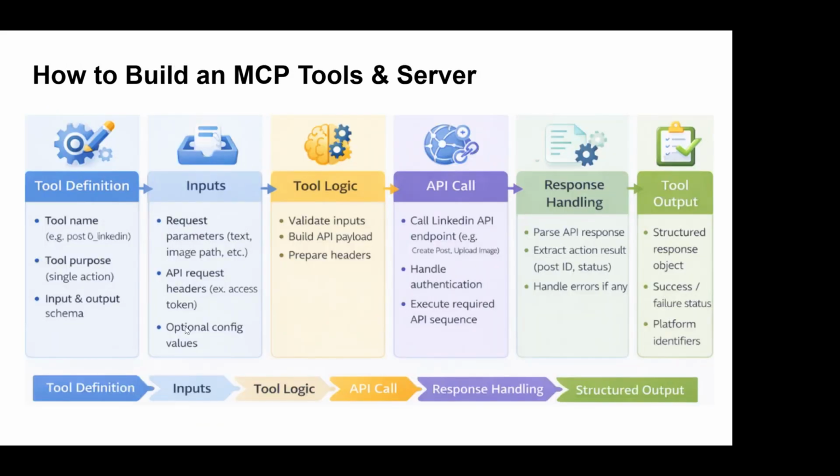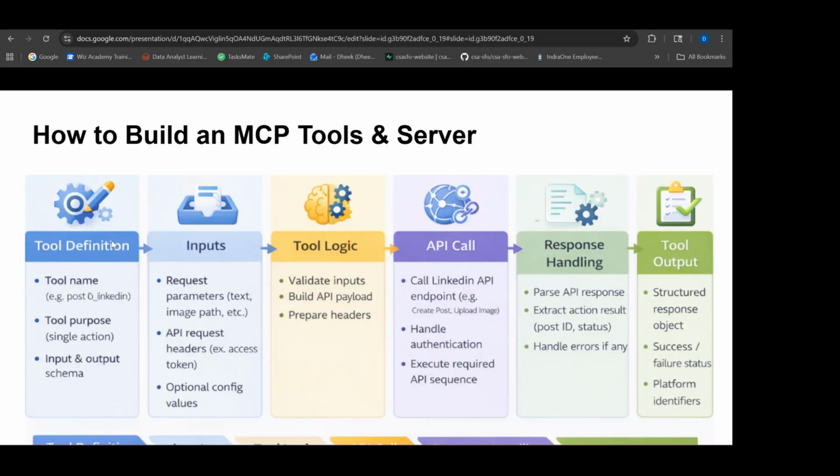There are a few simple steps to build this MCP tool. I'll show you the code parallelly so that you will understand it better. The first step is tool definition. When writing a tool, we first need to identify one action. For example, here posting to LinkedIn is an action. So we need to define a tool name. That post to LinkedIn is our tool name.